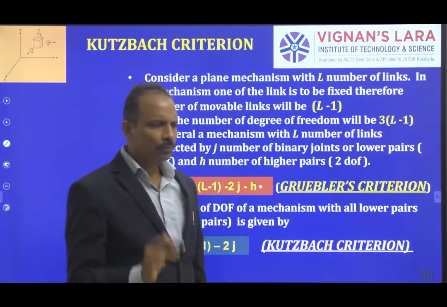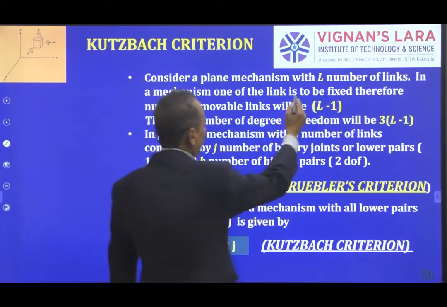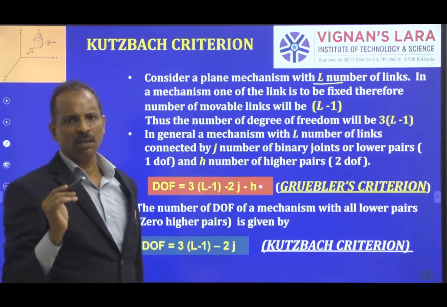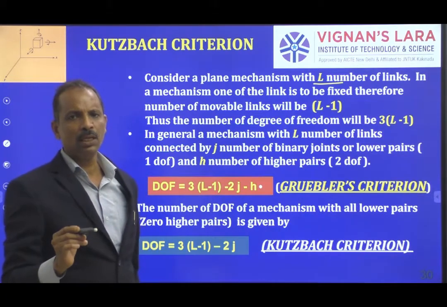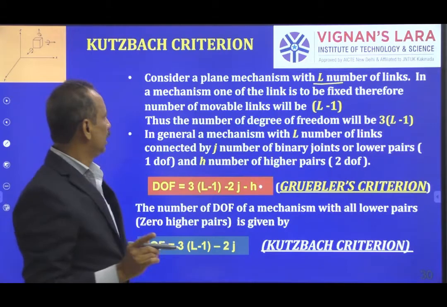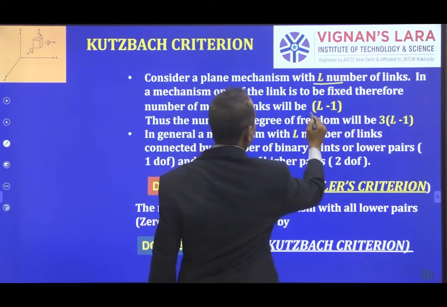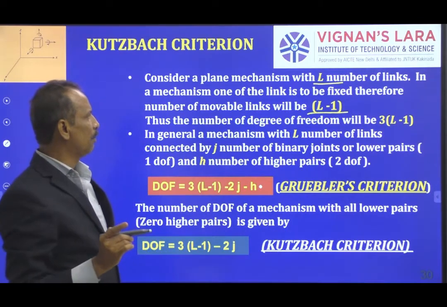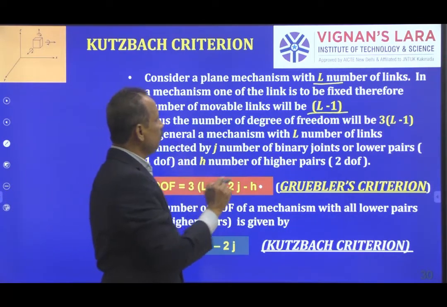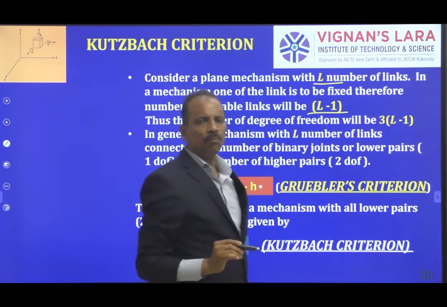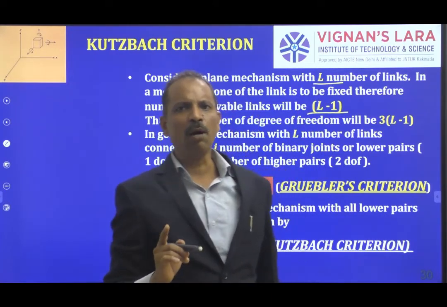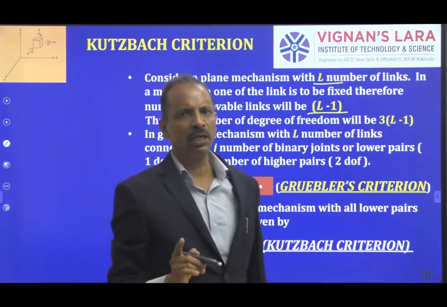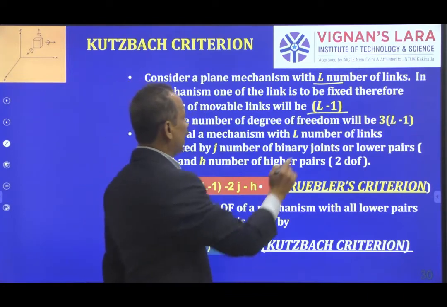Suppose there are L number of links in a mechanism, and we know that if it has to form a mechanism, one of the links should be fixed. That means if the total links are L, then one of the links should be fixed, and the remaining links are L minus 1.